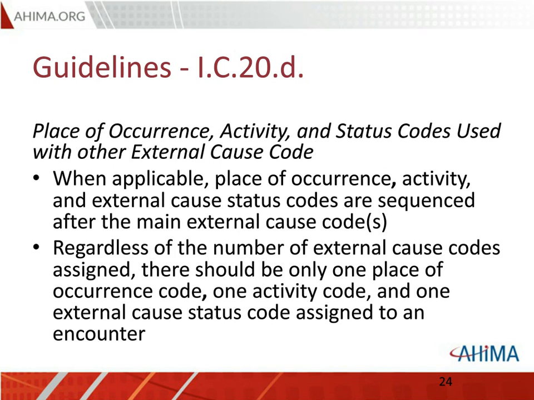Now, the place of occurrence and activity and status codes are to be used with other external cause codes, and I already talked about this. They are sequenced after that main external cause code, and as we said, only one place of occurrence, only one activity, and one external cause status code would be assigned unless we have that unusual circumstance that was accounted for in our place of occurrence guidelines.